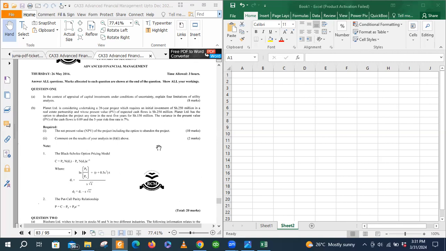And remember kwa options tuko na call option na tuko na put option. Call option, option to buy. Put option, option to sell. Abandoning, when I abandon, I'm not buying. When I'm abandoning, I'm scrapping it off, I'm selling. I'm doing away with it. When I'm doing away with it, I'm not buying, but it's like I'm disposing. So for that reason, this is an option to sell, which would be the put option.